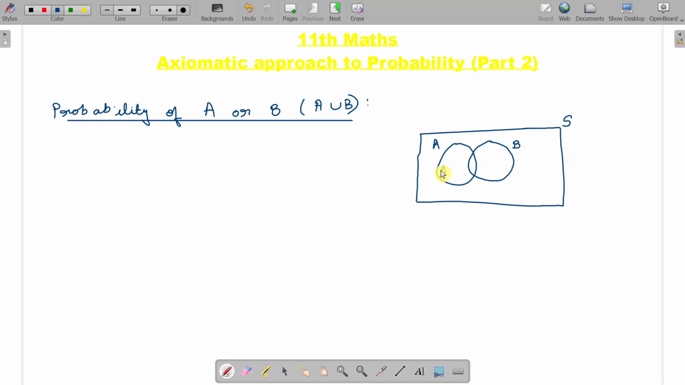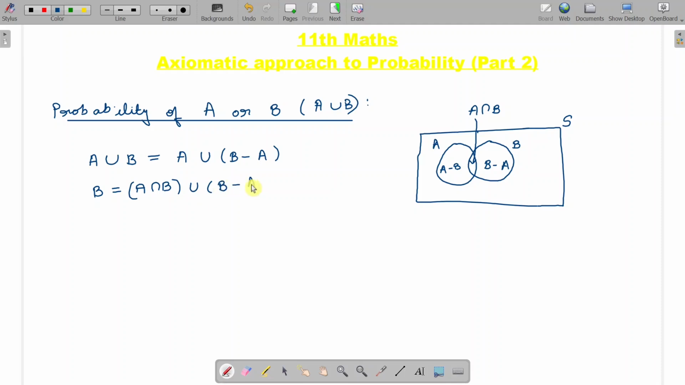Then you know that this is A minus B, this here is A intersection B, and this is B minus A. Now let us first look at what the set A union B is. A union B is equal to A union B minus A. This whole A union this B minus A gives us A union B. And if you look at the set B, this is equal to A intersection B union B minus A. So this is what we have.